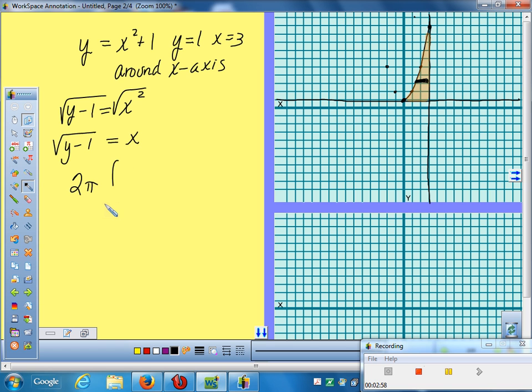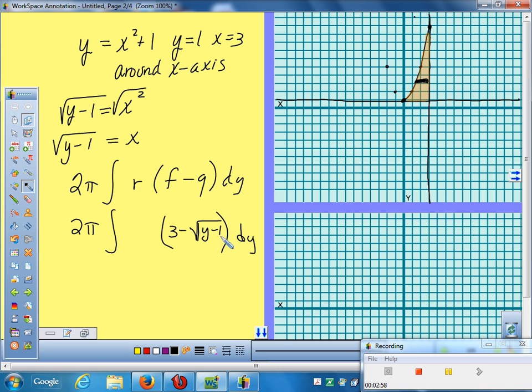So you're just going to fill in your formula. 2 pi times the radius times f minus g. And the radius, I saved for last because if you do your functions in that order, I think you remember better. So your functions are what minus what? Right minus left. 3 minus, but we have to be in y, so 3 minus the square root of y minus 1.